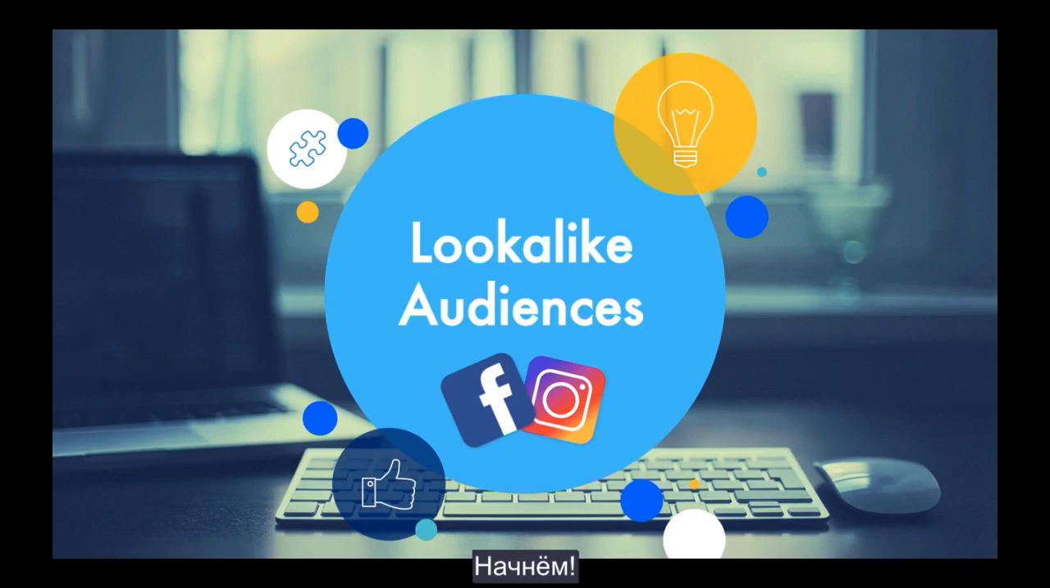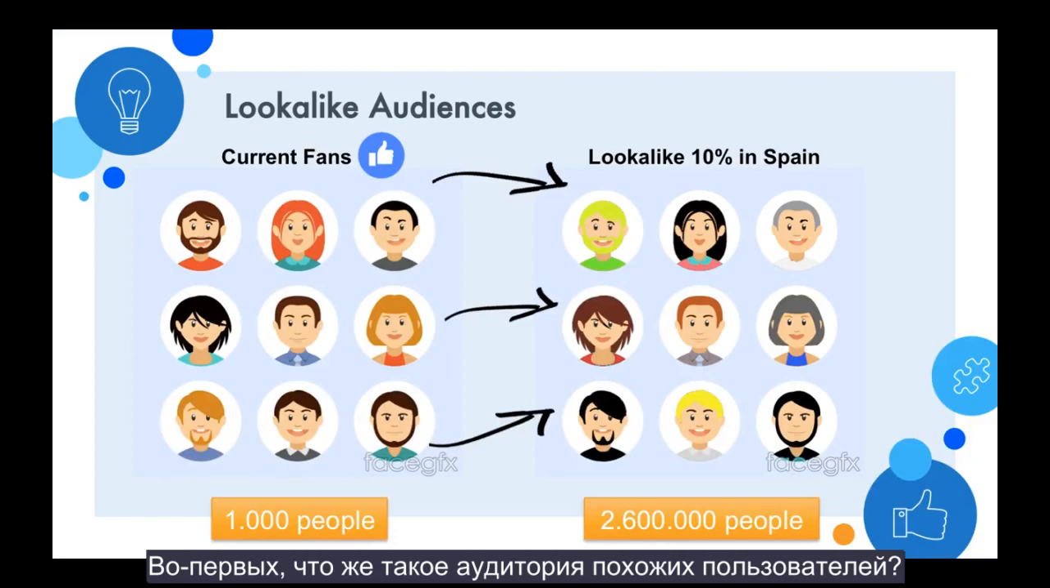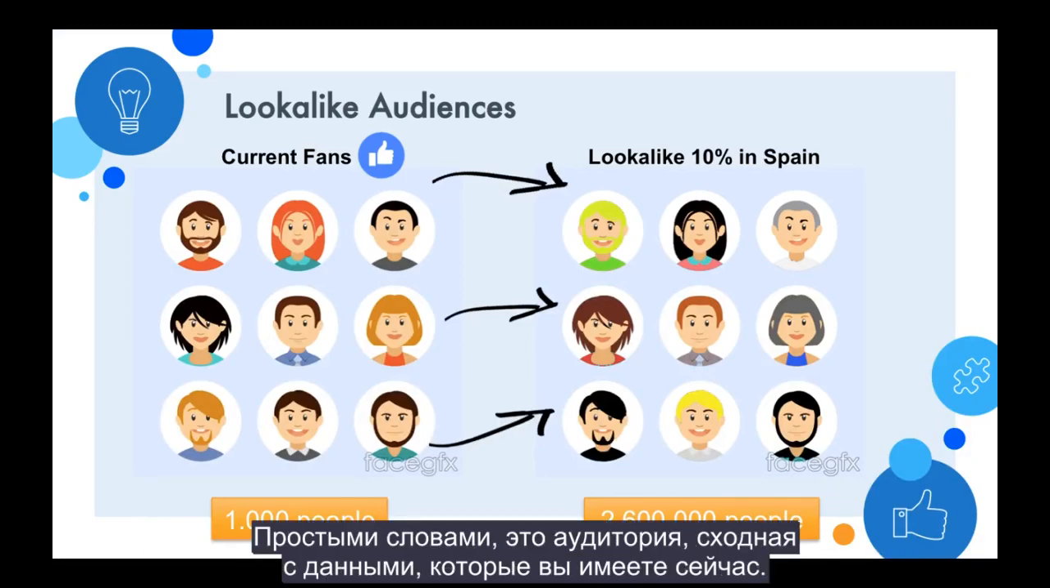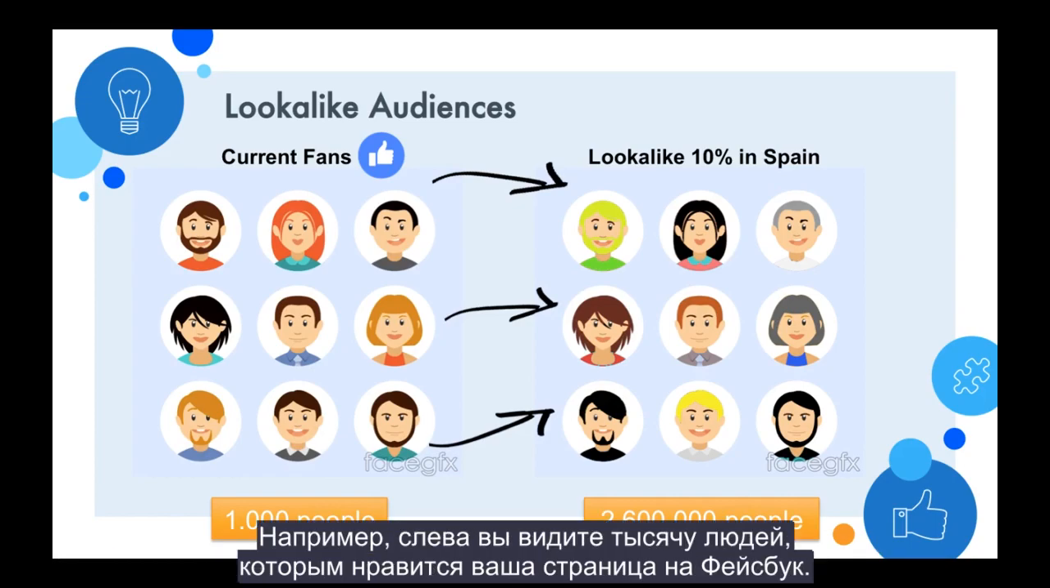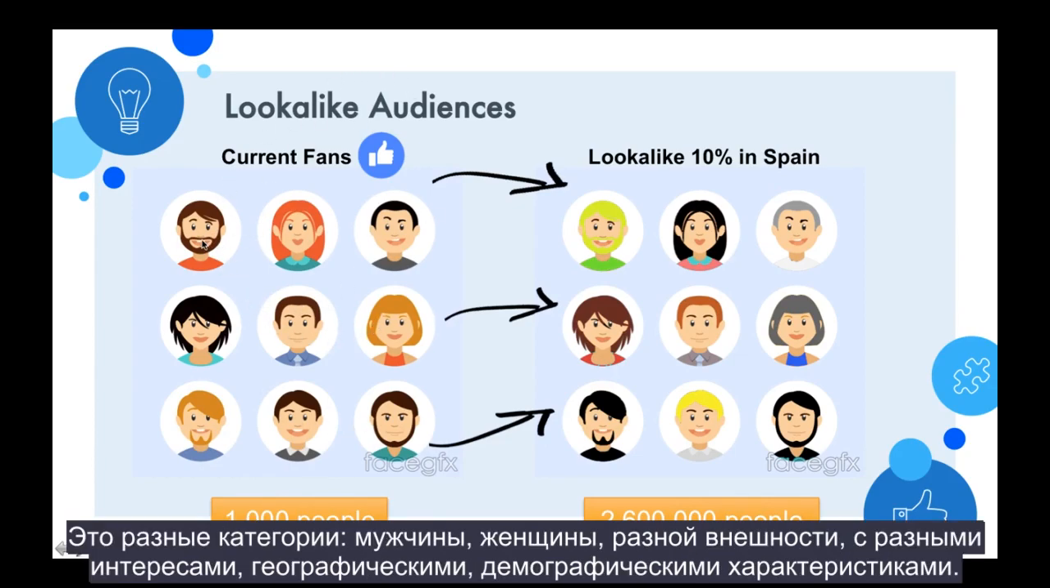So let's get started. First, what is a lookalike audience actually? Well, a lookalike audience, just to explain it briefly to you, is basically an audience that is similar to a current database that you have. For example, you could use it based on your current fans. So on the left side, you see, for example, 1,000 people who like your Facebook page, and they have those characteristics: men, women, men, women, with those kinds of looks and those interests and demographics, psychographics, and geographics.